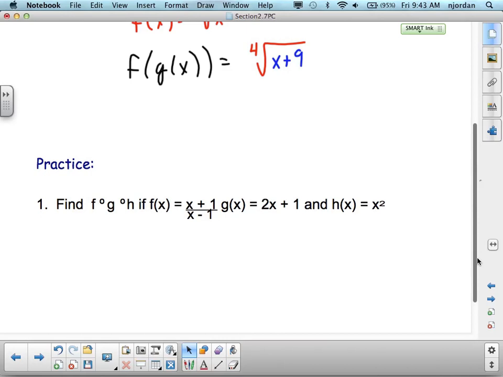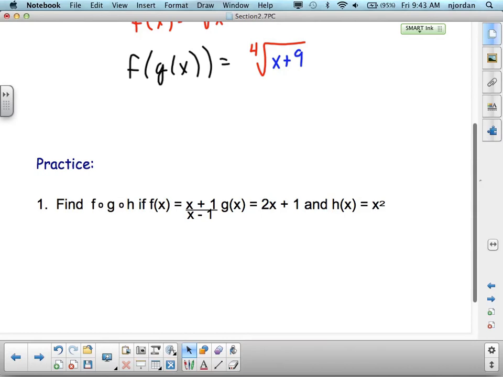All right, 2 little practice problems here. One like the one I just showed you. So why don't you guys try this one? Find f of g of h, if f of x is x plus 1 over x minus 1, g of x is 2x plus 1, and h of x is x squared.